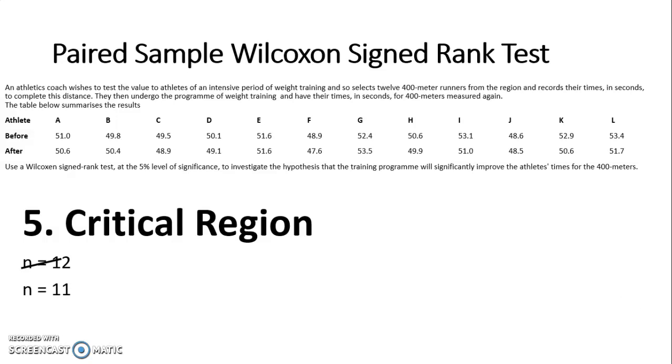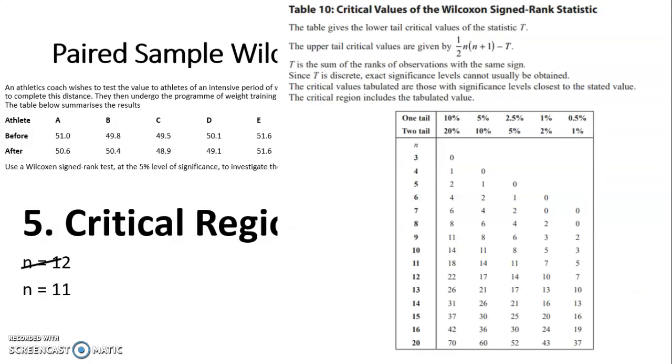I then need to turn to my critical value tables, which are table 10, and it's the penultimate table in your formula booklet. This is a one-tailed test at the 5% level of significance, and we've established that n is 11, so my critical value for this one is 14. And then my critical region is anything that is less than or equal to 14. Even though this is a greater than H1 question, remember that the table only gives the lower tail values, so I still do less than or equal to.